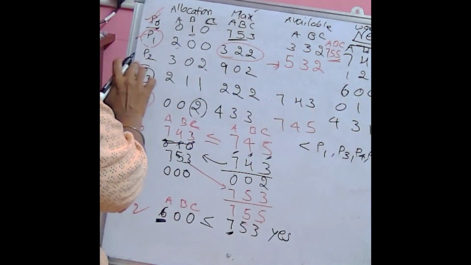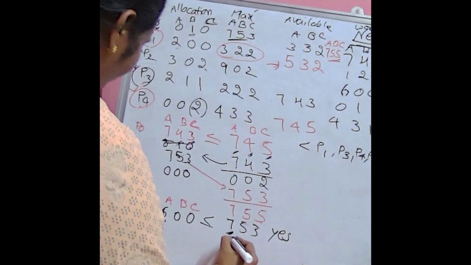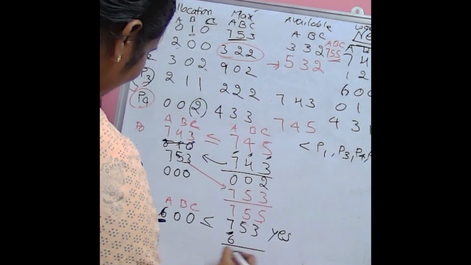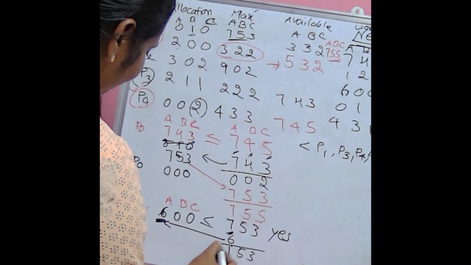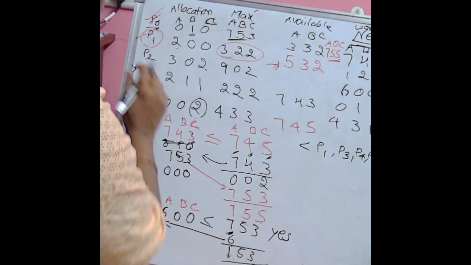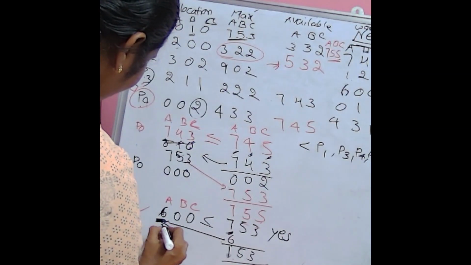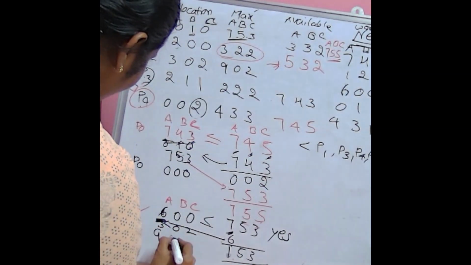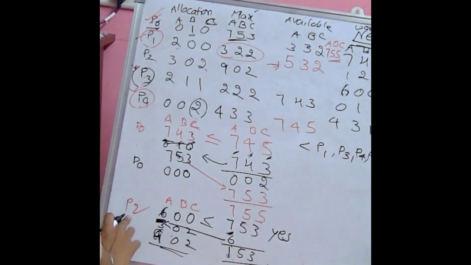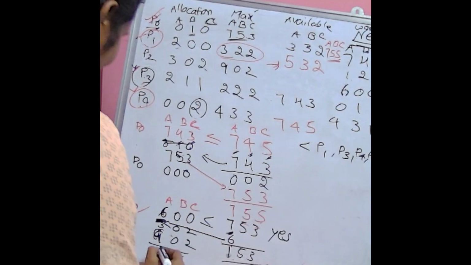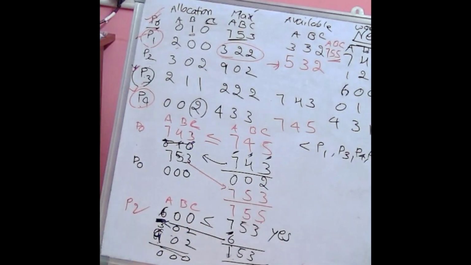But the remaining process is only P2. P2's need is this one. So after this, 6 units of the resource type are allocated to P2. The remaining available is this one. Now P2 will become 9, and it already has 3 0 2 with it. So in total it now has 9 0 2. It will complete its execution. It deallocates all the resources. Then they are added to the system.